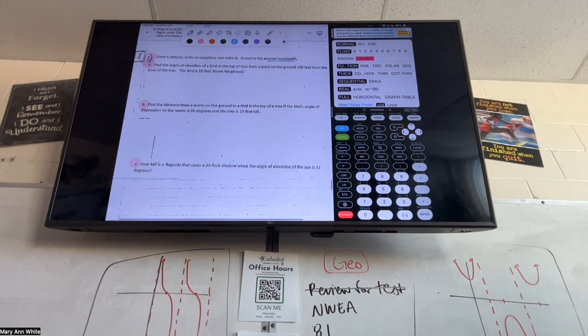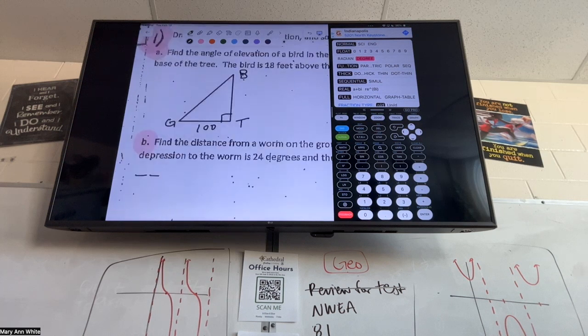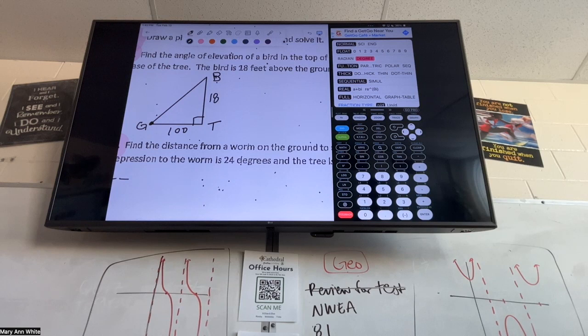The first one says, find the angle of elevation of a bird in the top of a tree from a point on the ground 100 feet from the base of the tree. All right, draw a triangle. I already was able to label 100 on the ground because that's how far the point on the ground is from the base of the tree. And the bird is 18 feet above the ground. So that's over here.